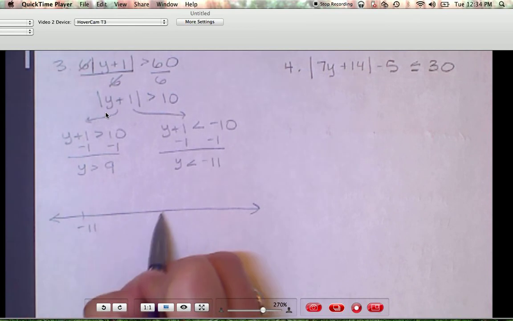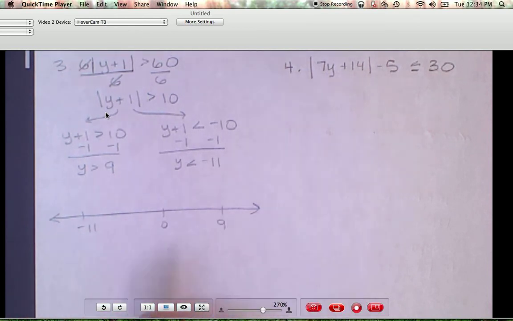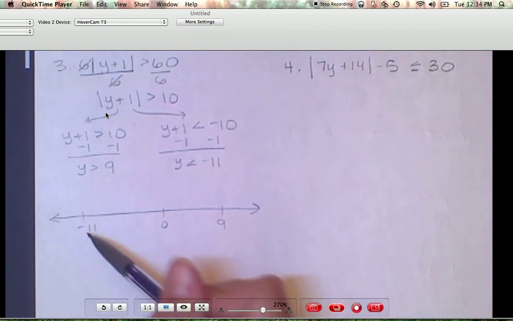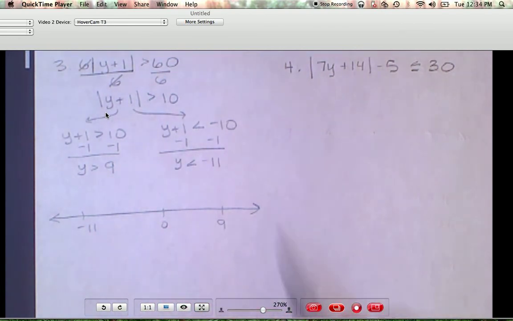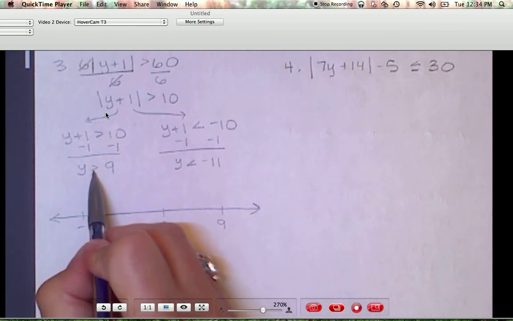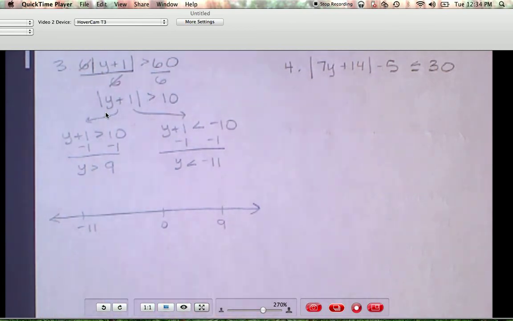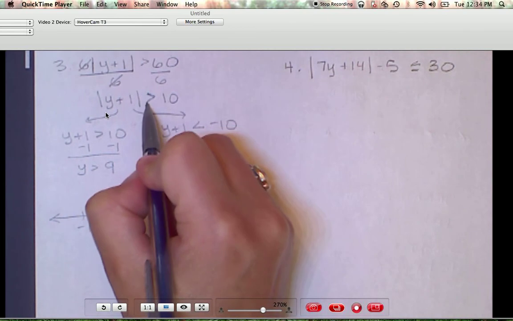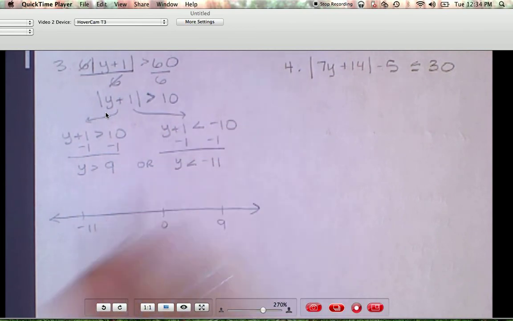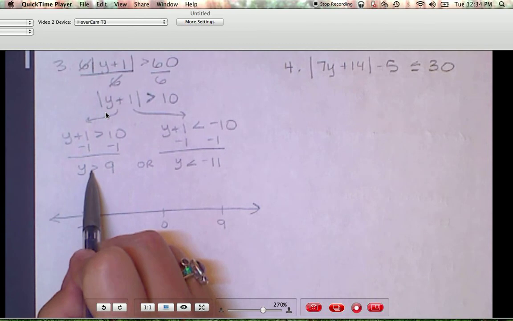Negative 11, 0, 9. It doesn't matter how far these are spaced out, so don't worry about that, as long as negative 11 is on the left of 0 and 9 is on the right. So y is greater than 0. What did I forget? We need a conjunction. Greater means this should be an or. So y is greater than 9.